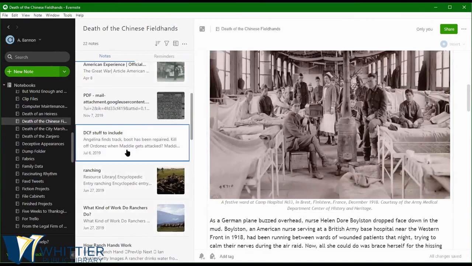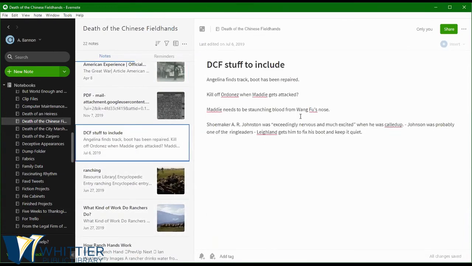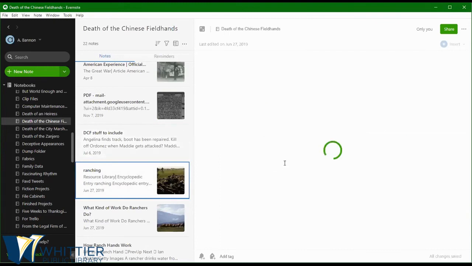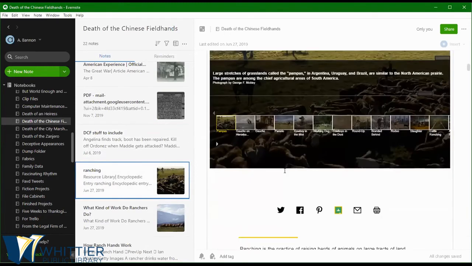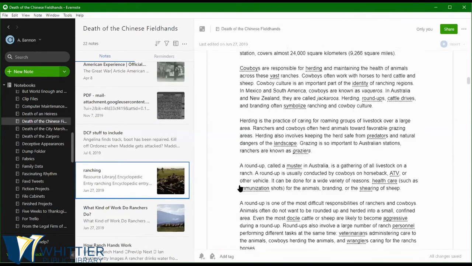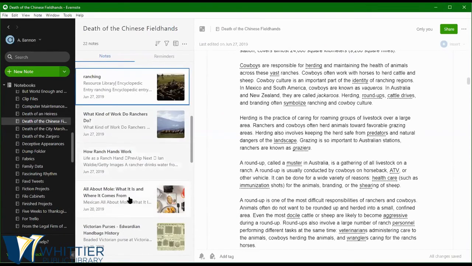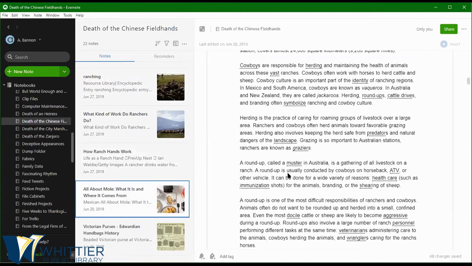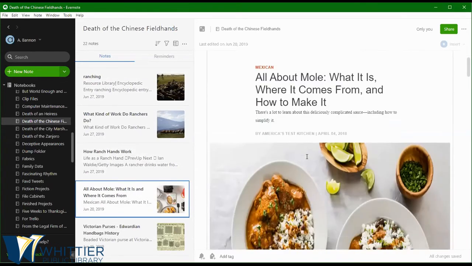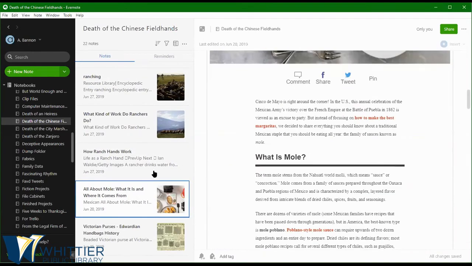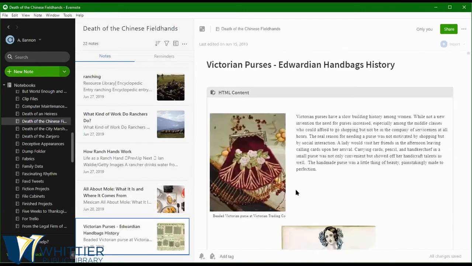You know, notes on things. I want to make sure I get the change right. Oh, what do guys do on a ranch here? All sorts of historical data and stuff like that. Gee, were they making mole in 1870 Los Angeles? Victorian purses. So basically, this is all stuff I've gotten off the internet.